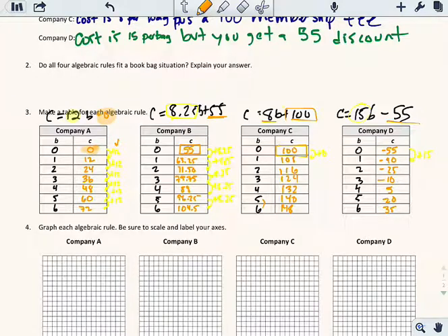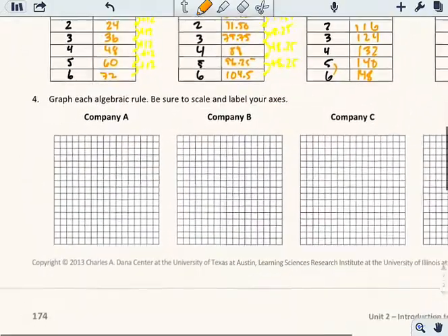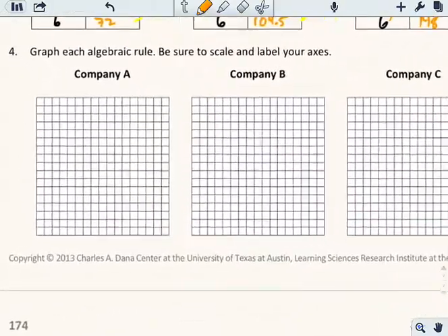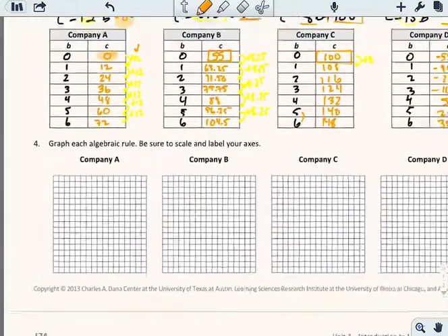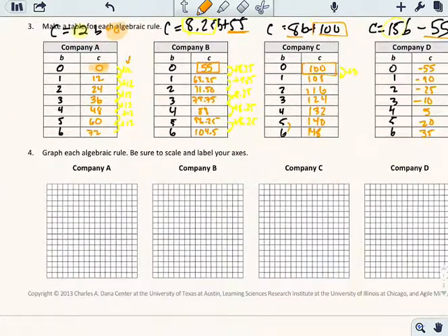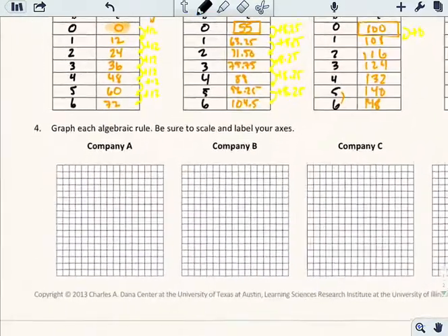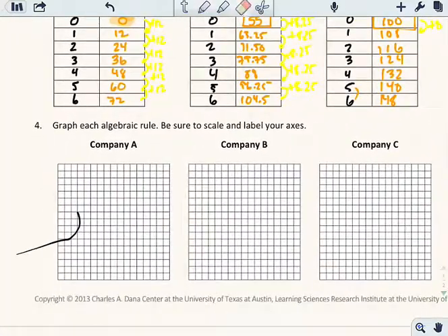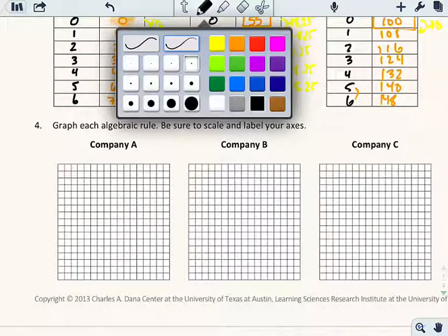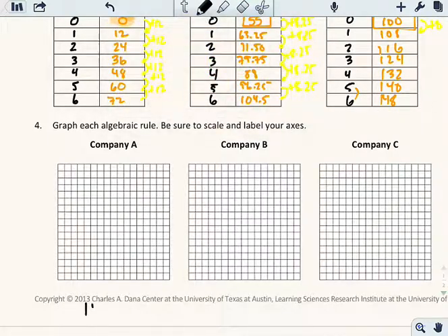Now, I'm kind of pointing out that some guys were not evolving their tactics today. Notice that would be a lot harder if we had to plug in points every time, right? So let's graph each algebraic rule. Be sure to scale and label my x's, and I shall do so. In all cases, we're going to be graphing two things: number of bags and cost, so I can probably fill that in really fast.